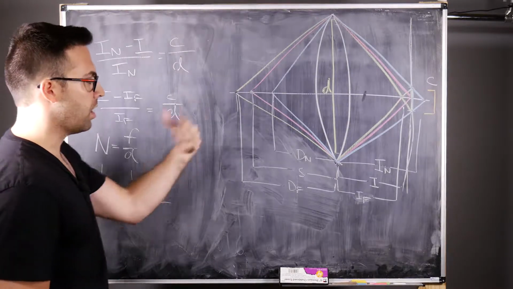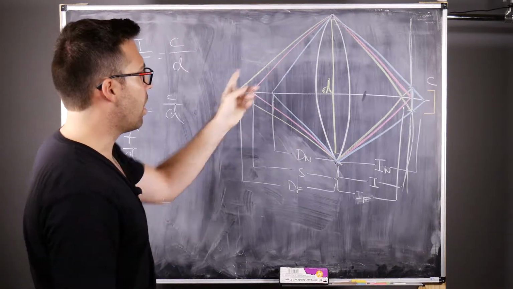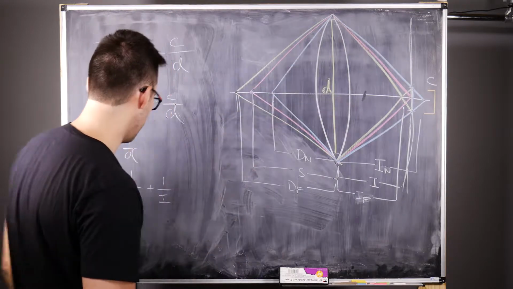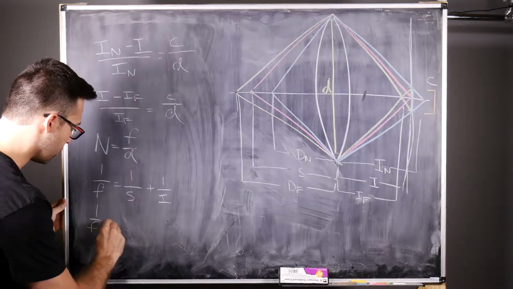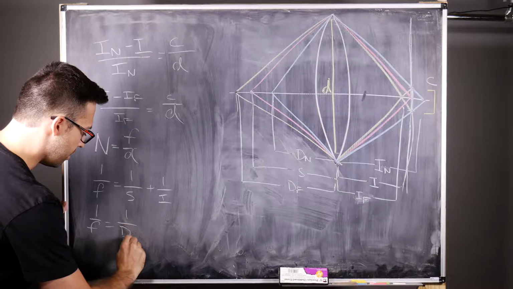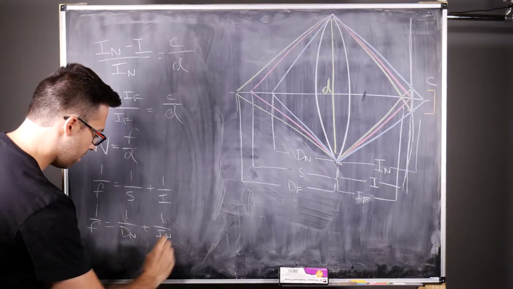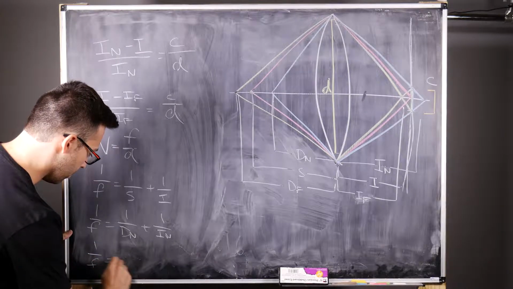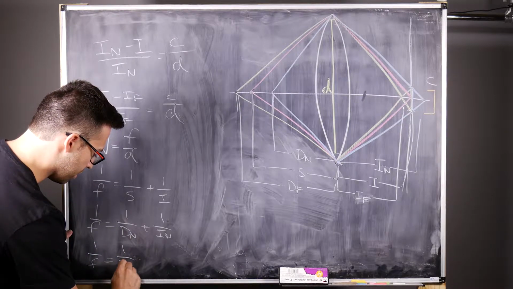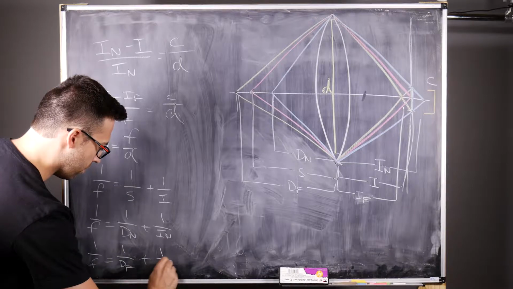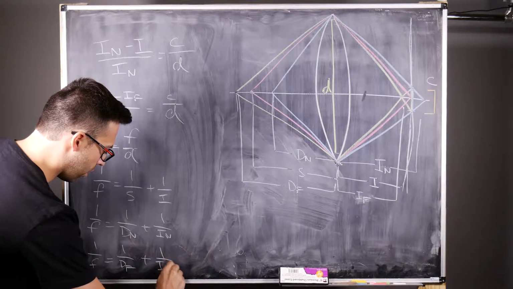And we can also make another set that is equal because we have other triangles, other focal points. So we can also have 1 over F is equal to 1 over the distance of the near object plus 1 over the image of the near object, and 1 over F is equal to 1 over the distance of the far object plus 1 over the image of the far object.